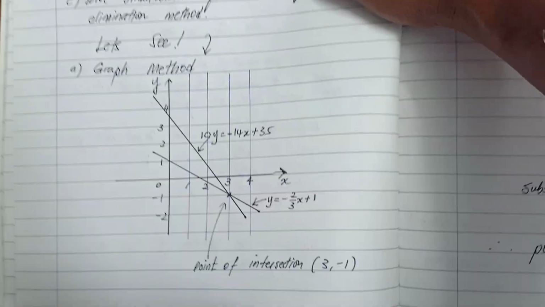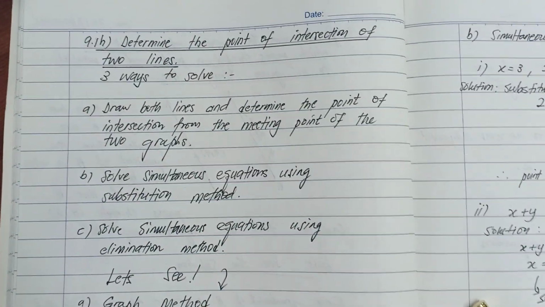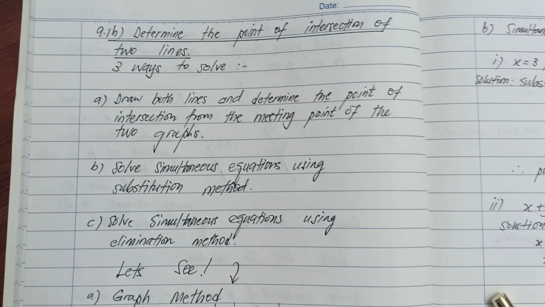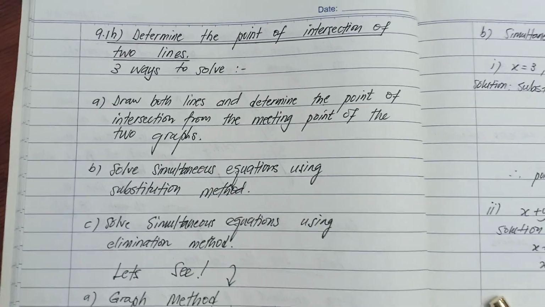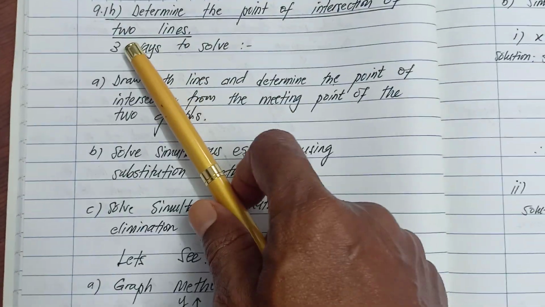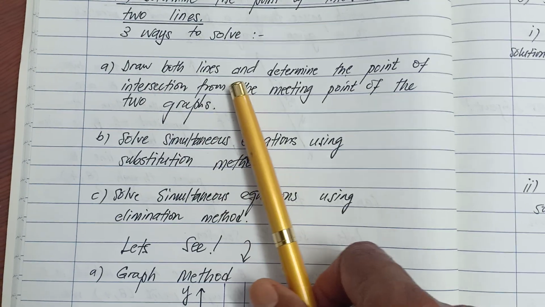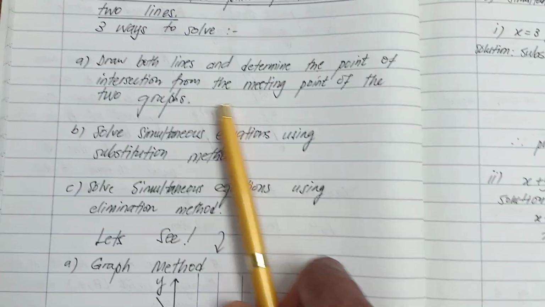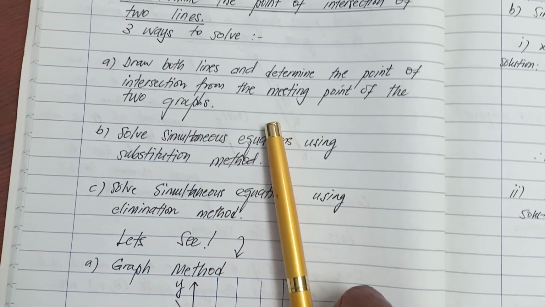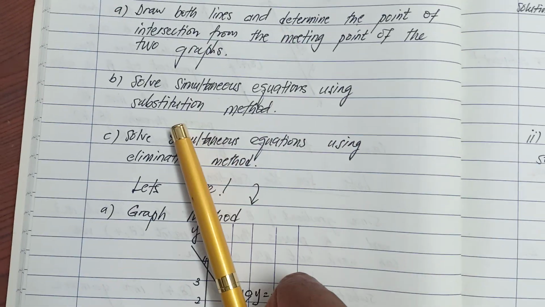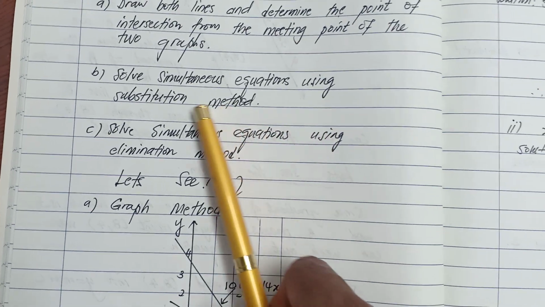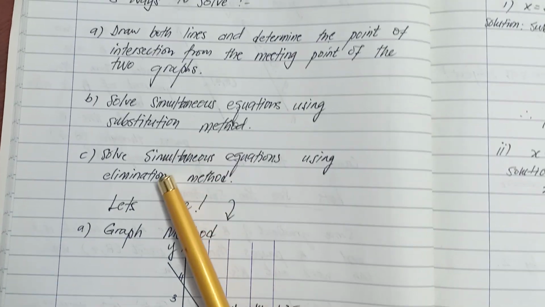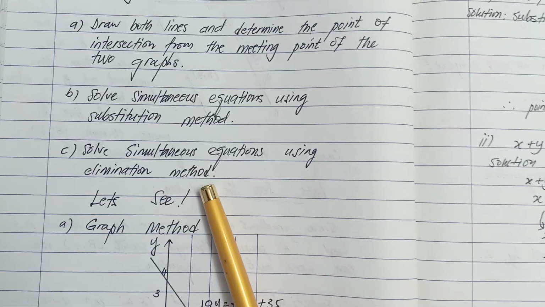Okay, let's look at the next part. Now this one deals with the intersection of two lines. So how do you find the point of intersection of two lines? There are three ways to do it. The first one is to draw both lines on a graph and see where they intersect. That point will be the point of intersection, by using the graph method. Or else we use simultaneous equations: the first one using the substitution method, and again simultaneous equations using the elimination method.